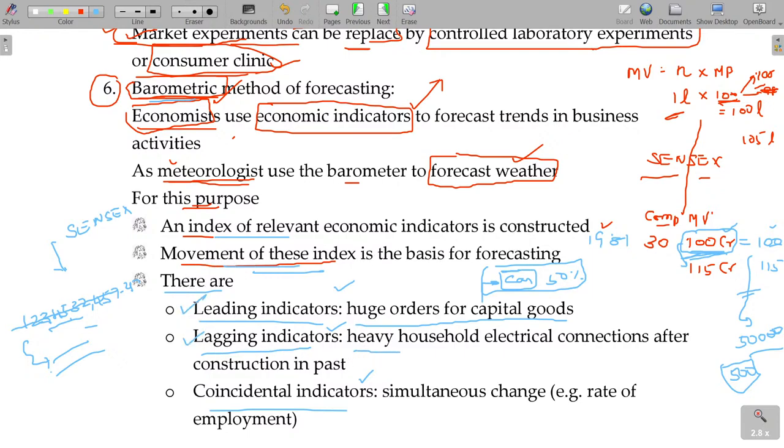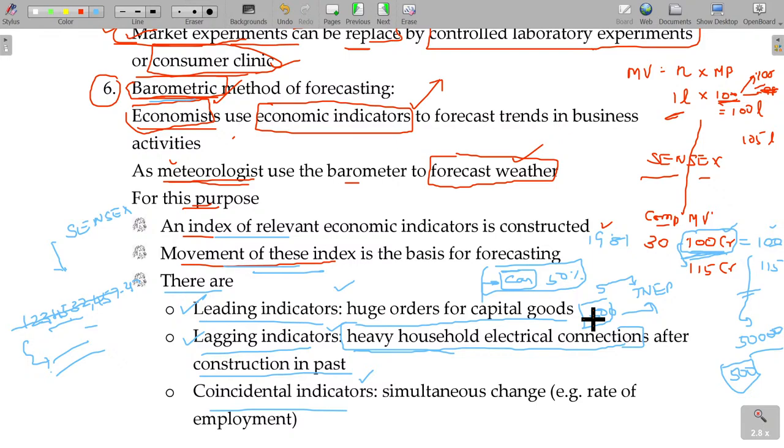Lagging indicators: heavy household electrical connections after construction in the past. Suddenly there are lots of electrical connections waiting at the Tamil Nadu EEB. Usually 5 connections are applied for, but now 500 connections are applied for. The Tamil Nadu EEB expected only 5 new connections, but suddenly 500 came, because this is the indicator that something happened before that. 500 new house properties were constructed. So the number of new connections applied for is the indicator that something happened beforehand. This indicates huge construction happened for new house properties, but earlier. That's called a lagging indicator.